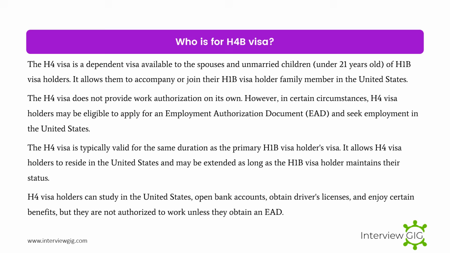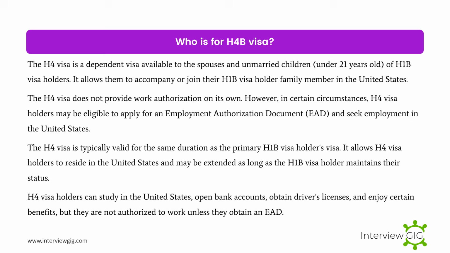The H-4 visa is a dependent visa available to the spouses and unmarried children under 21 years old of H-1B visa holders. It allows them to accompany or join their H-1B visa holder family member in the United States. The H-4 visa does not provide work authorization on its own. However, in certain circumstances, H-4 visa holders may be eligible to apply for an Employment Authorization Document, EAD, and seek employment in the United States.